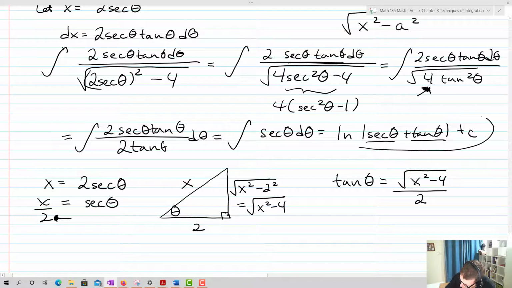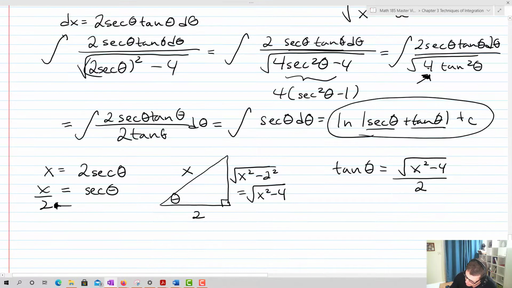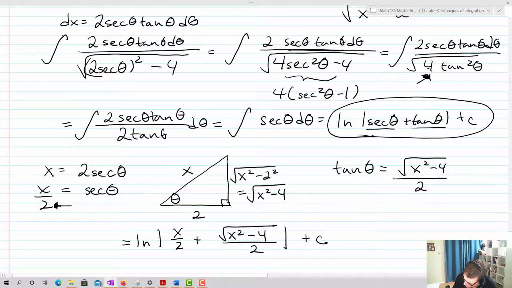So when I go back in, I'm going to substitute back into this function right there. That's going to end up equaling the natural log of the absolute value of x over 2 plus the square root of x squared minus 4 over 2, in absolute value, plus c. And so again, what we've done is utilize our substitution in order to make our function integrable. Once we've done that, then we can resubstitute. Since these are trig functions, we're going to have to utilize that right triangle in order to get the right things to substitute.